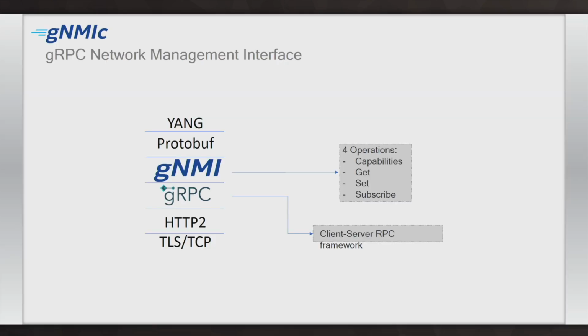gRPC is the client-server RPC framework that lets those operations flow between client and server. HTTP2 is used by gRPC to multiplex all those queries over the same TCP connection. So you can reuse the same TCP connection and the same gNMI client to send gets, sets, capabilities, and subscribe. You don't have to establish different connections to configure the router or subscribe to the telemetry notifications you are interested in. It's a single TCP connection.